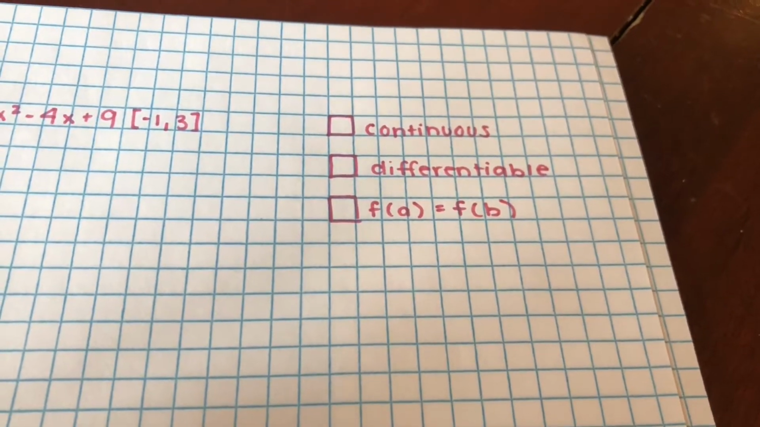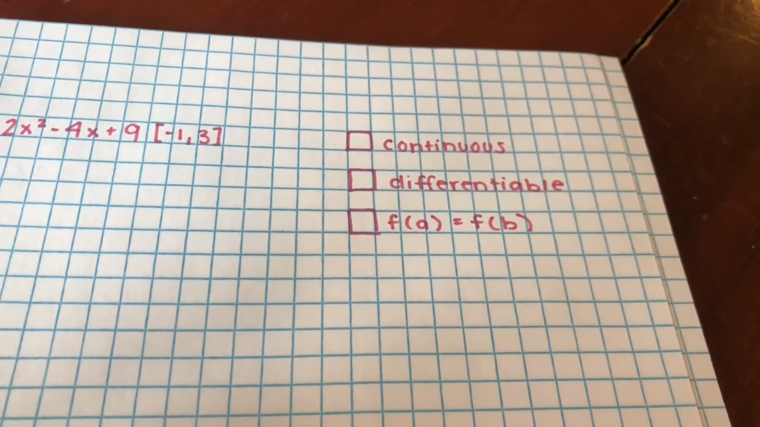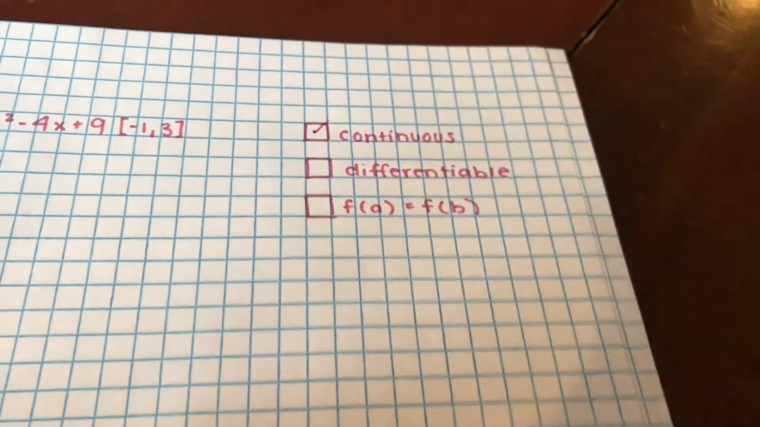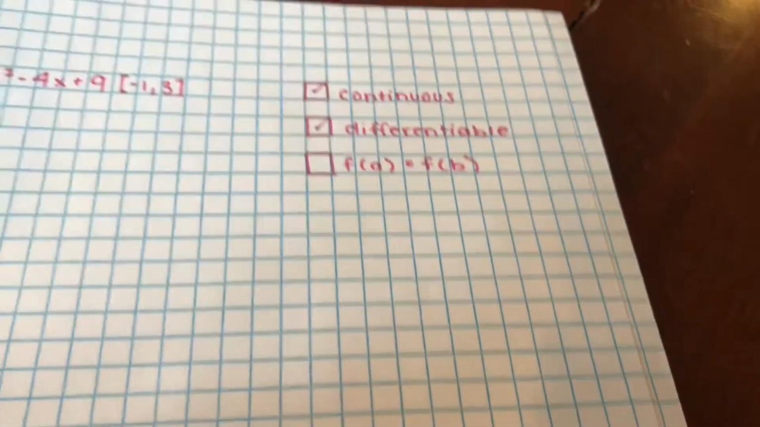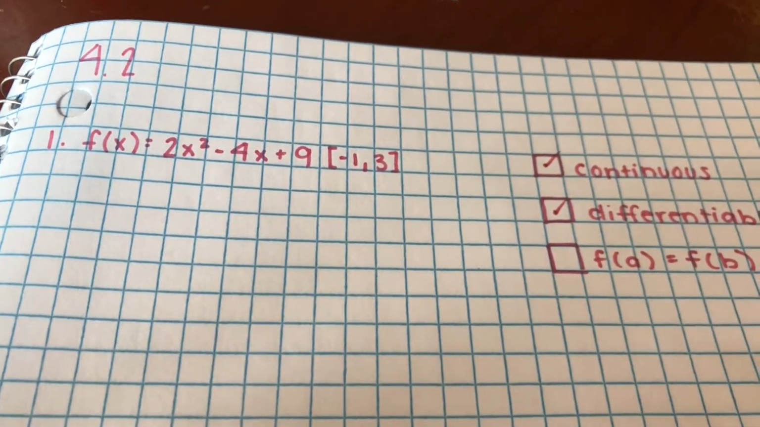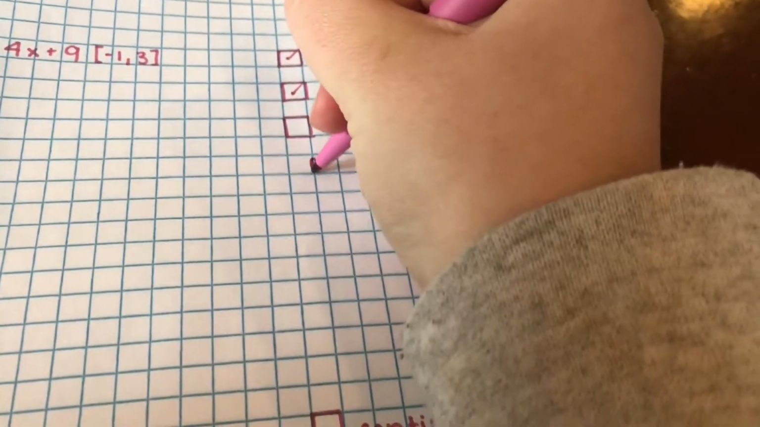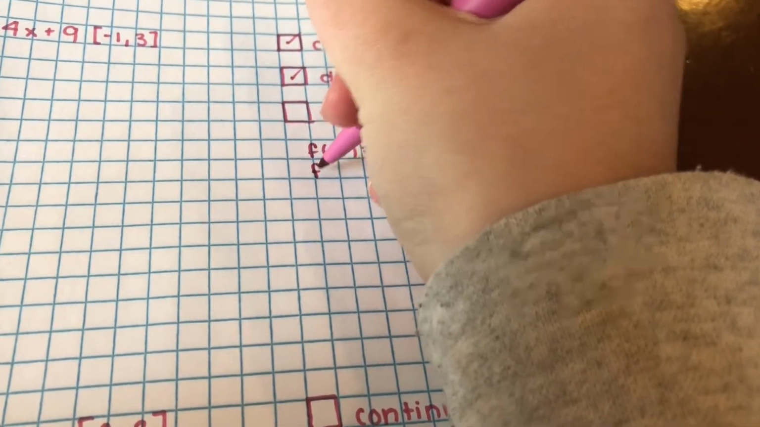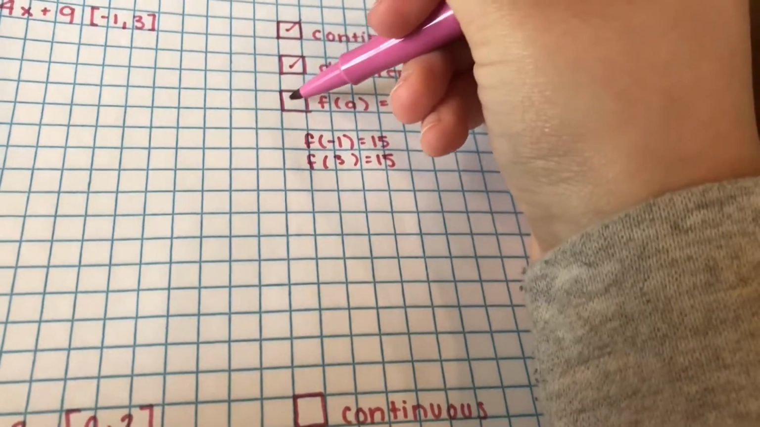The criteria are that the equation is continuous, differentiable, and that f of a equals f of b. We know that it's continuous because it's a polynomial, and we also know that it's differentiable. Now we just need to test that f of a equals f of b. We do this by plugging both endpoints into the equation and seeing if they equal each other. First, f of -1 equals 15. Our other endpoint is 3, so f of 3 also equals 15. So we can check off this criteria as well.